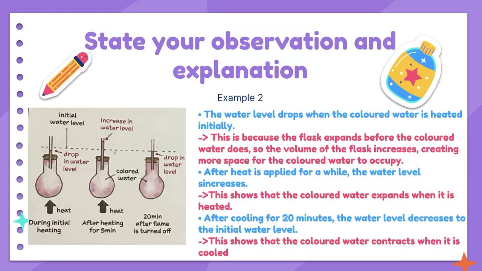After heat is applied for a while, the water level increases. This shows that the colored water expands when it's heated. Unlike the first question, the flask has already been heating for quite an amount of time, so both the flask and the water would have expanded, but since it's being continually heated, the water is expanding greater now, and thus there's a higher water level because it expands and occupies more space.